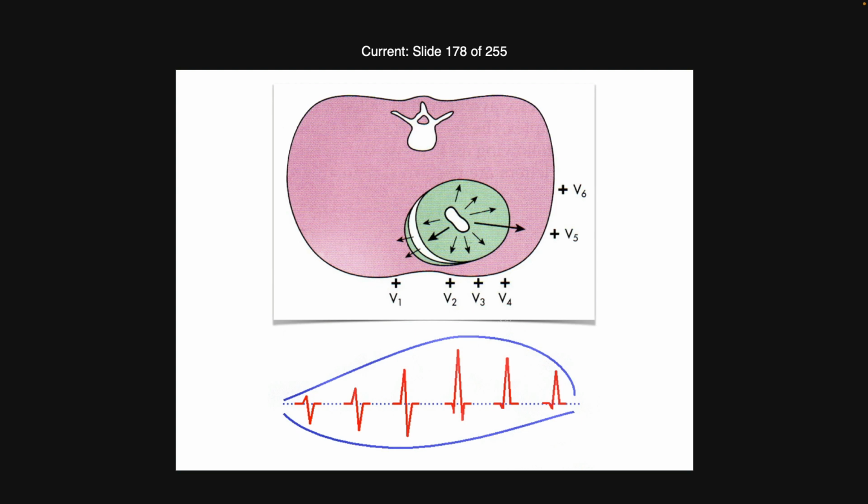This is V1, V2, V3, V4, V6. And if you look at what's happening, V1 typically is mostly negative. V6 is mostly positive. And it has to transition from one to the other. So it gradually gets less negative, more positive, less negative, more positive, more positive, more positive. That's what's known as good R wave progression.